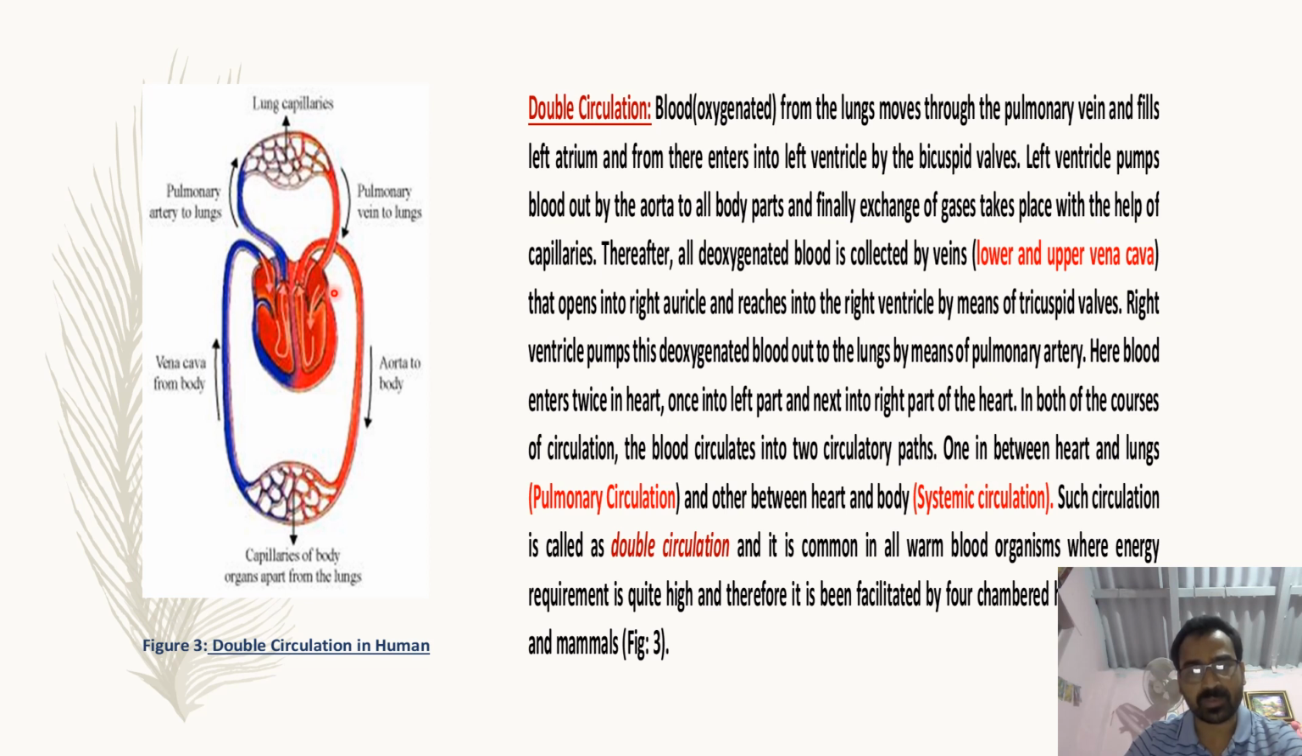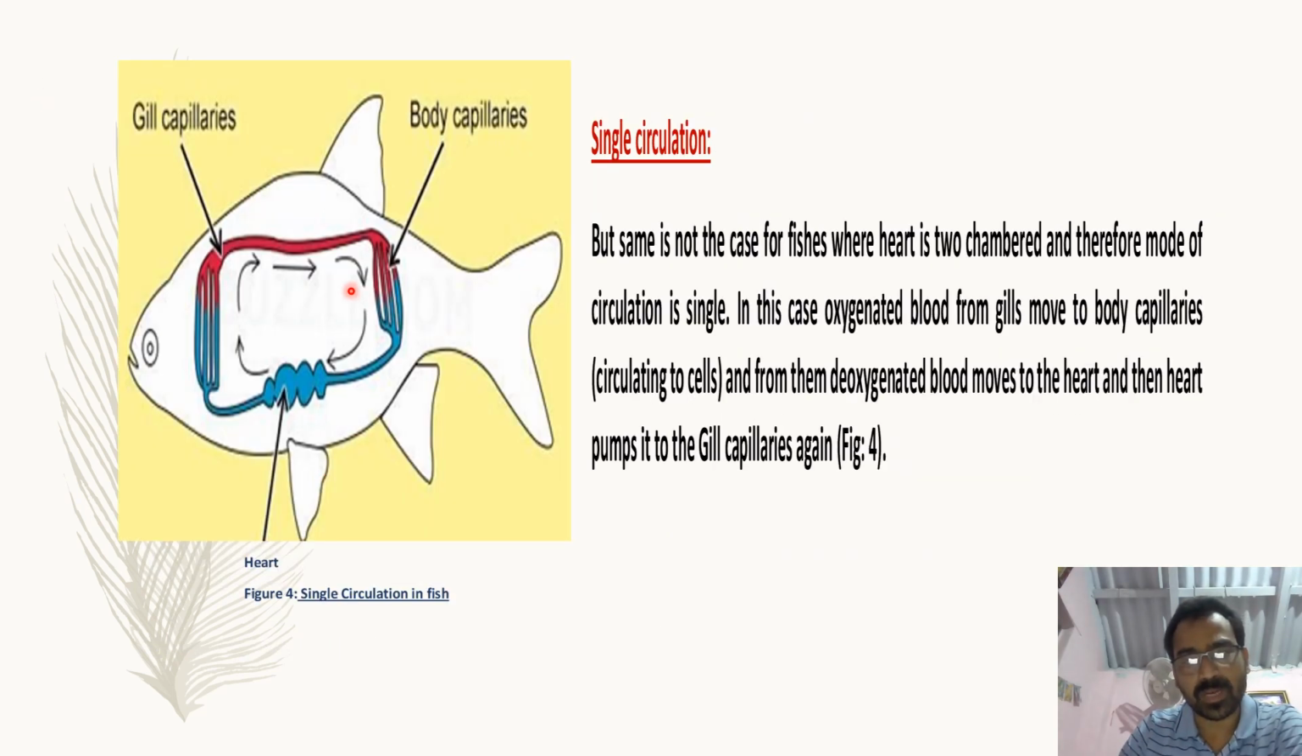In the next slide, we will try to understand the single circulation in fishes. In the previous slide, we went through the double circulation process. Now let us try to understand the single circulation process. This is the circulatory path for the single circulation in fishes. This area is the gill, this is the heart. The heart in fishes is two-chambered. You can see this is the ventricular part, and the auricular part.